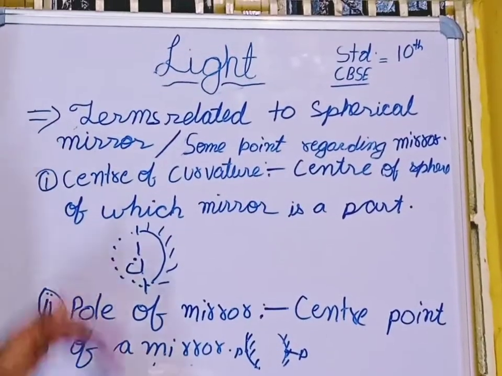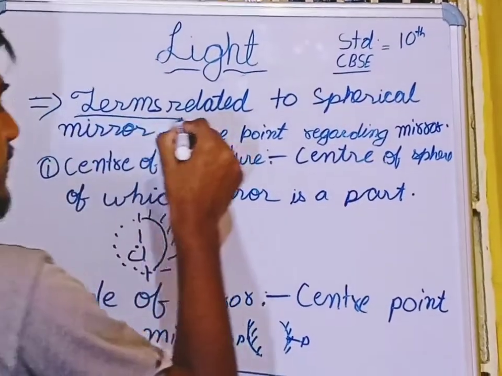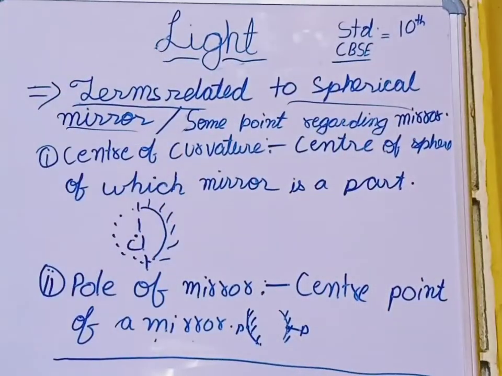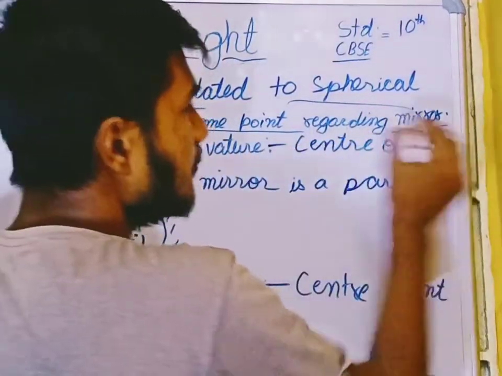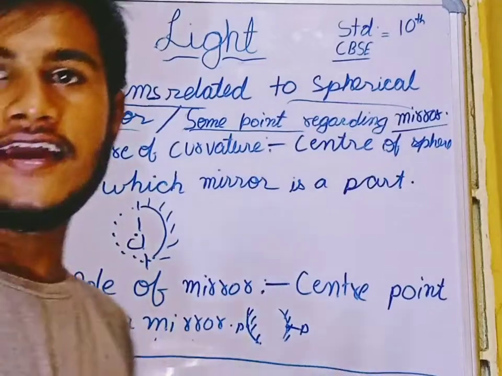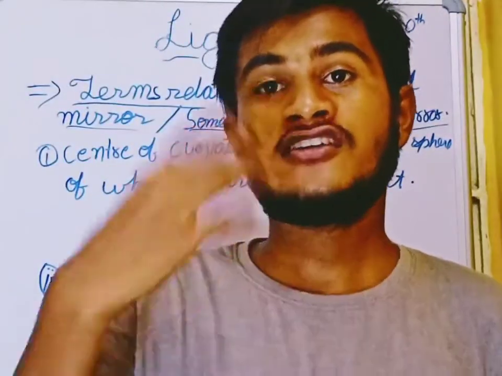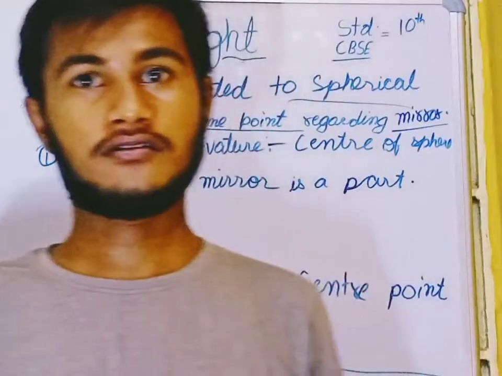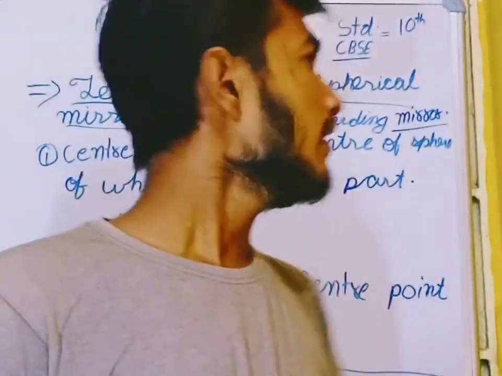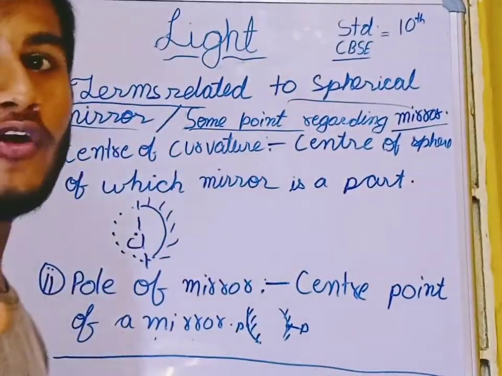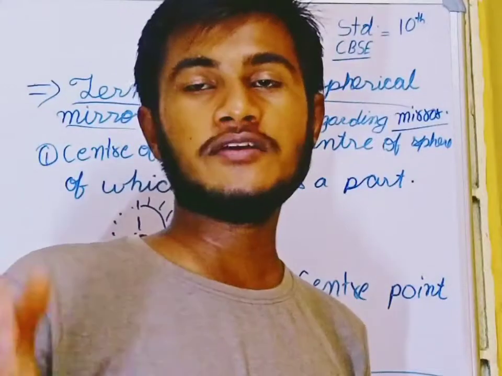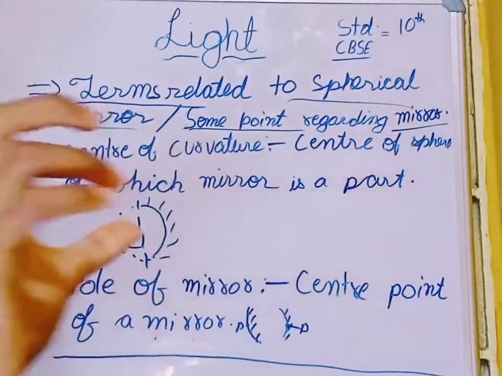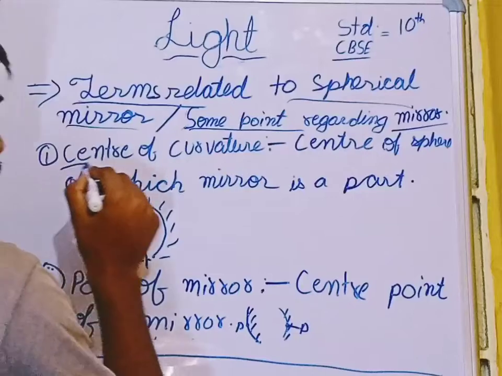Let us see some terms related to a spherical mirror and some points regarding mirrors. It helps in understanding ray diagrams of mirror image formation. It is very important to understand the image formation. Okay, see the first term, center of curvature.